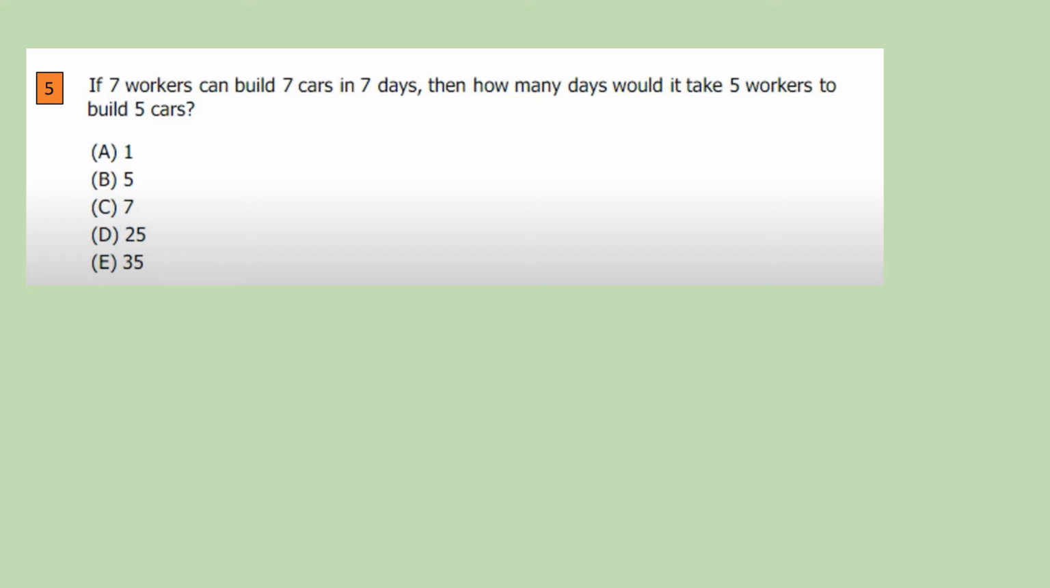If 7 workers can build 7 cars in 7 days, the number of cars will be the rate times the time times the number of workers. So here, the number of cars is 7, which is the rate at which it is built multiplied by the time, which is 7 days, and the number of workers is also 7. From this I can calculate the value of R, which is 1/7.